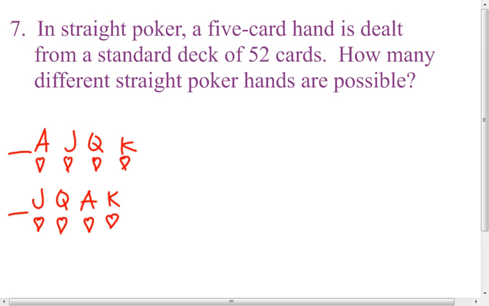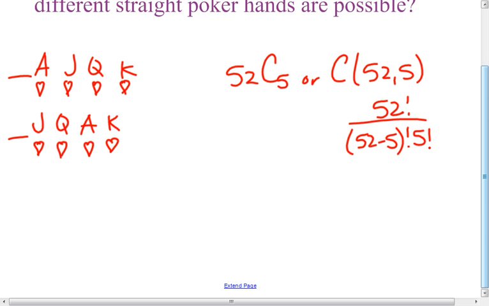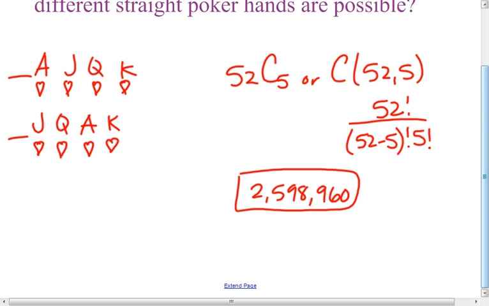And because order doesn't matter, this is a combination. Or, again, you could do a combination of 52 choose 5, which would be 52 factorial over 52 minus 5 factorial times 5 factorial. Either way you do that, when you punch that into your calculator, you should get 2,598,960 possible ways to have 5 cards from a deck, which is an awful lot. Now you know why people don't win very often.